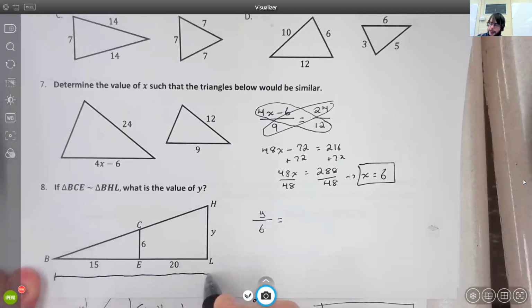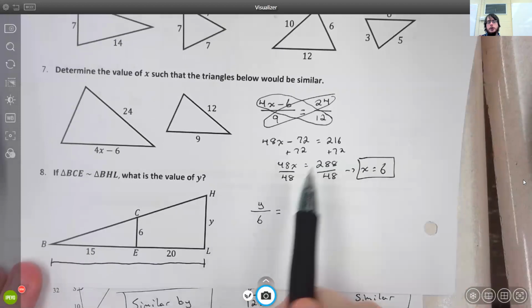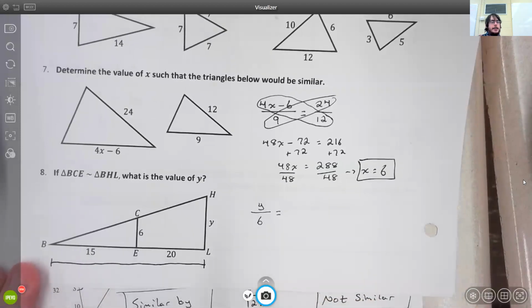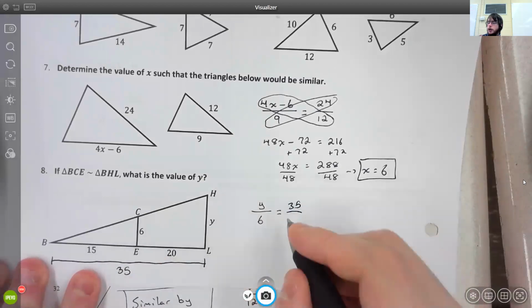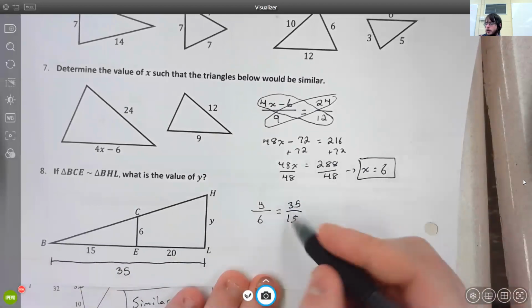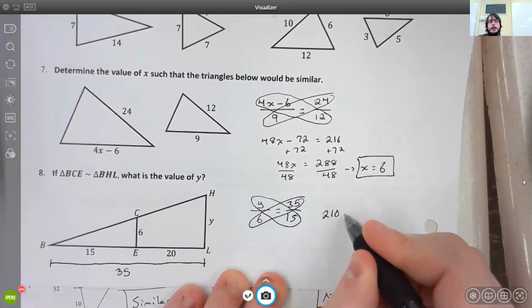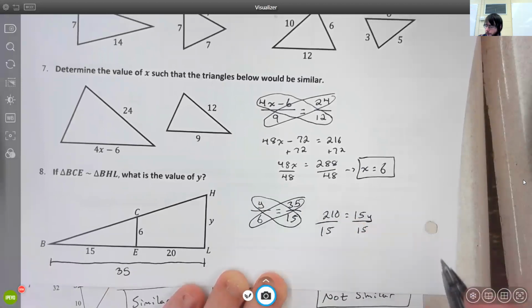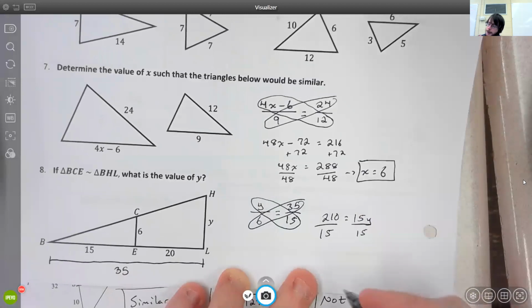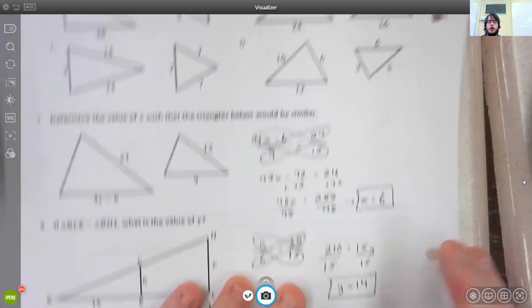A pretty common mistake is to use just this part here in order to set up your ratio. So people would say 20 over 15. But instead, you need to make sure you add 15 and 20 because that's the whole thing. So your whole thing is 35, and then over your small one is 15. Then you cross multiply, and you get that 210 is equal to 15y. Divide both sides by 15. And you get that y is equal to 14. Okay.